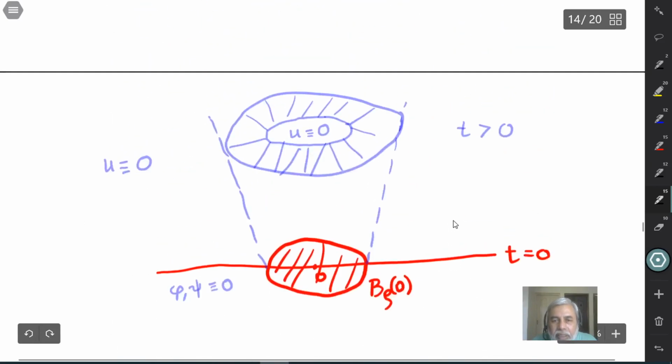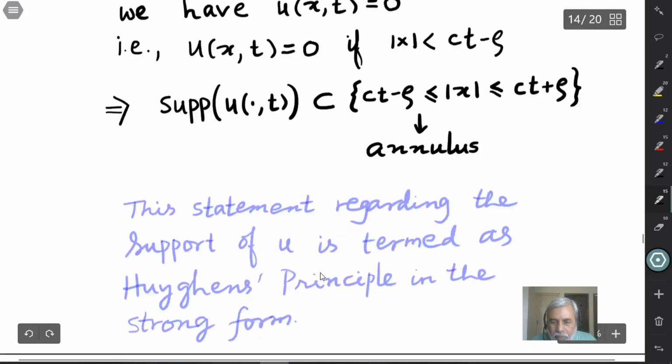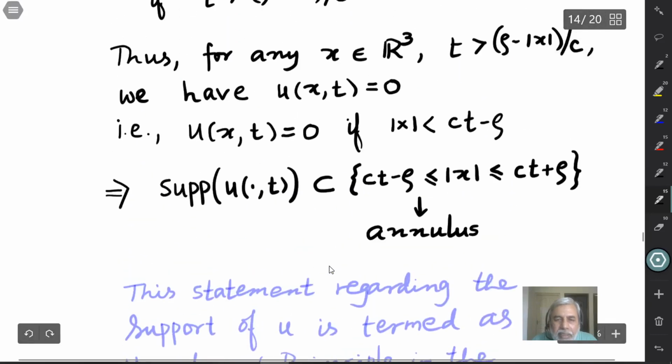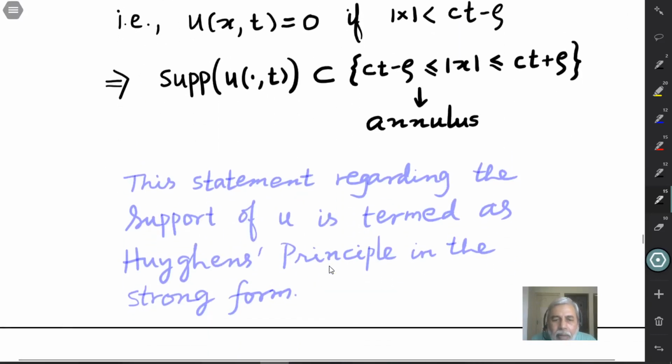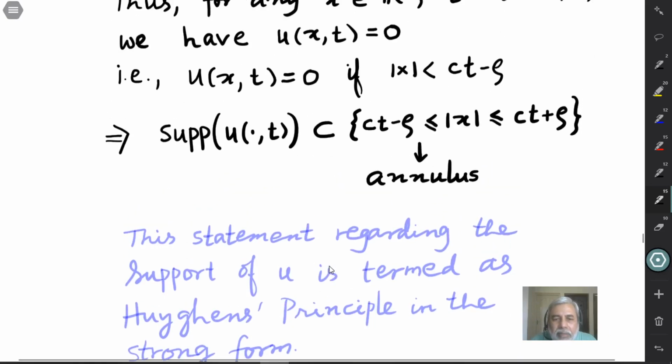This is what I have written here. This is the support of the initial data, the closure of B(rho, 0). And at a later time t large enough, we have the support of u only in this shaded region. So u is 0 inside here and u is 0 outside there. So the support is in the annulus. This statement regarding the support is referred to as Huygens' principle.